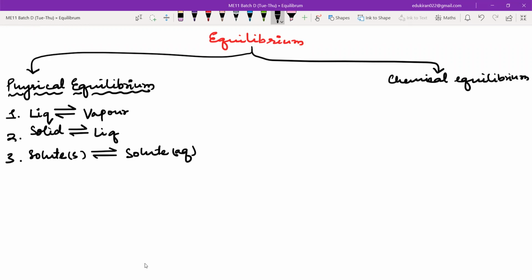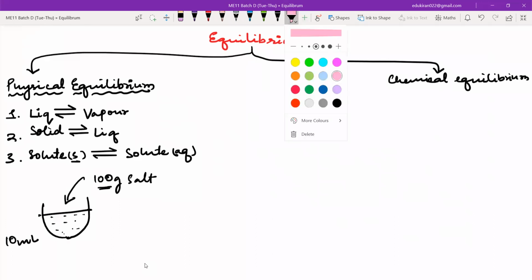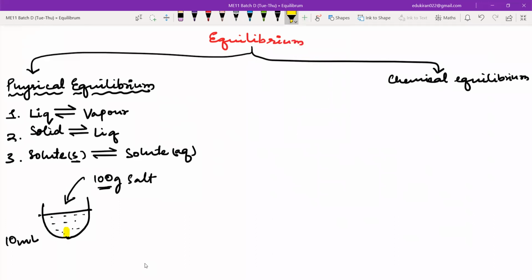So liquid-vapor and solid-liquid, I don't need to explain, but if I want to explain solute solid and solute aqueous, then we have water. This is very little water, let us say 10 ml. And you dropped in 100 grams of salt. Then obviously 100 grams of salt will not be completely dissolved in 10 ml of water. There will be some lumps of salt that will be present here. Now, it does not mean that dissolution is not taking place.